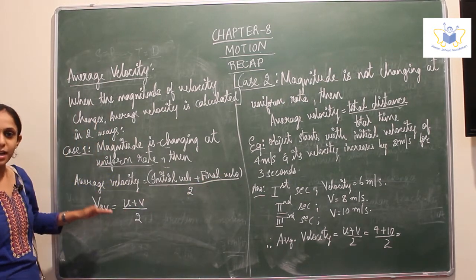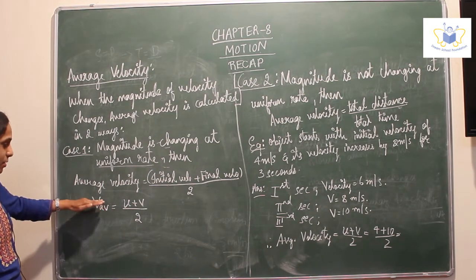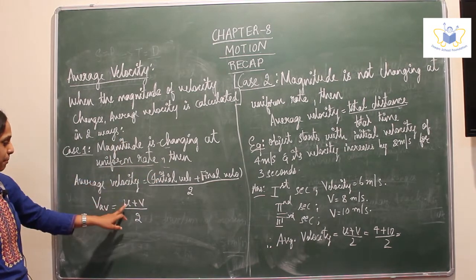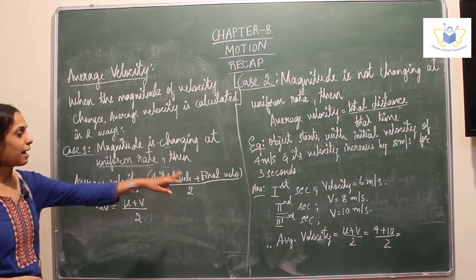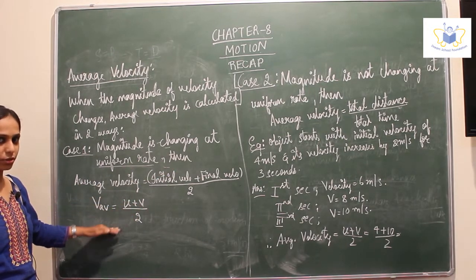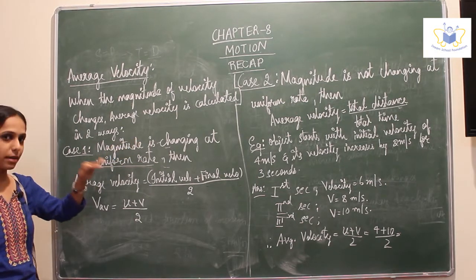In a general mathematical form, we give it as V_av, which means average velocity, equals, in physics, your initial velocity is represented by small u, and final velocity by v. So (u plus v) divided by 2. So clear? This is when the magnitude is changing at a uniform rate, correct?